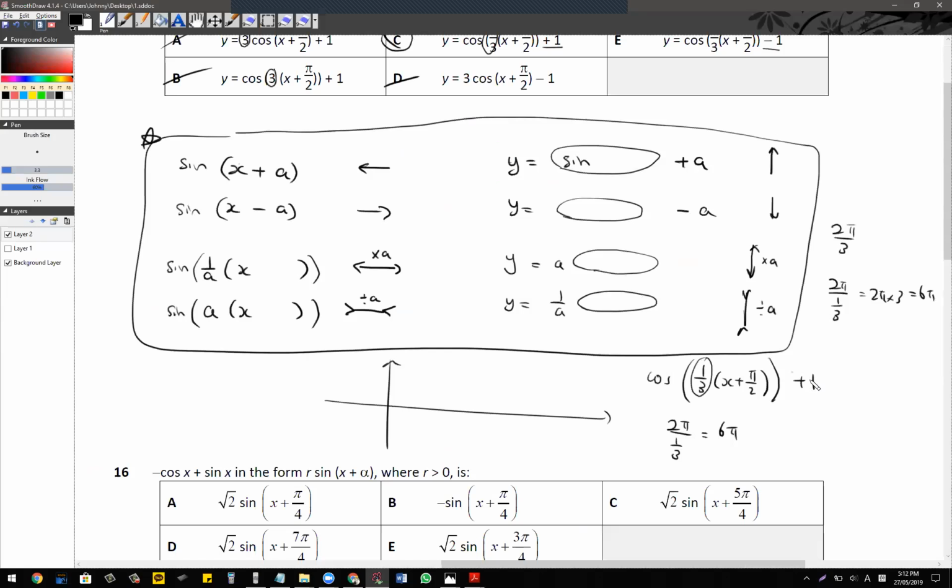And it is elevated up by 1. Amplitude is 1, so it's going to oscillate between 2 and 0. 2, 1, 0. And without this pi on 2, it would have been cosine starts from here, oscillate down and up and down, and then you get 6 pi there. Okay? So that would have been the graph of cosine 1 on 3 x plus 1, okay?